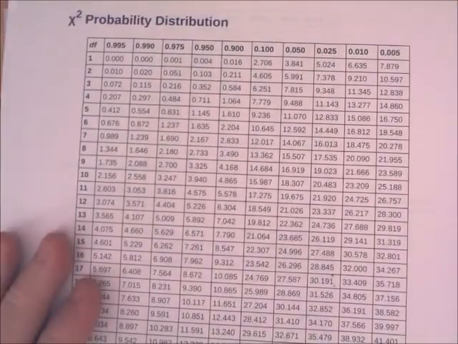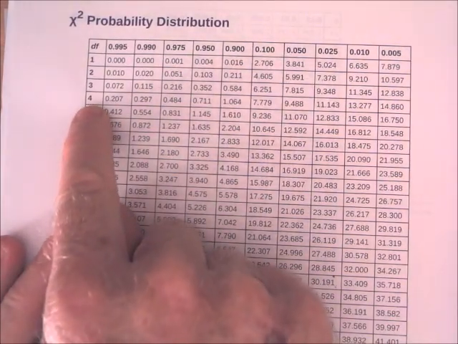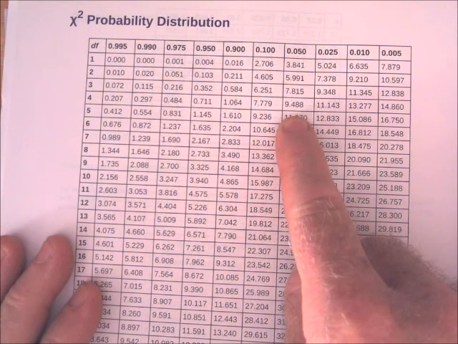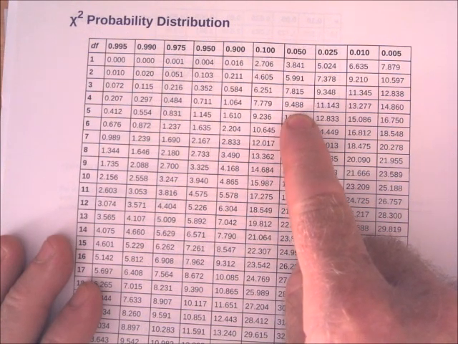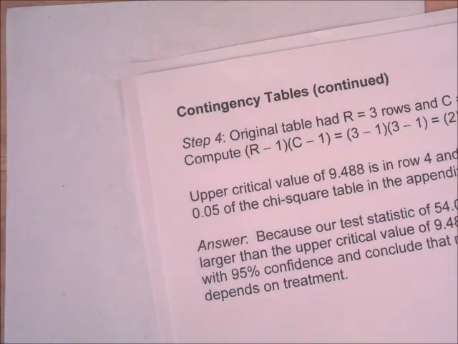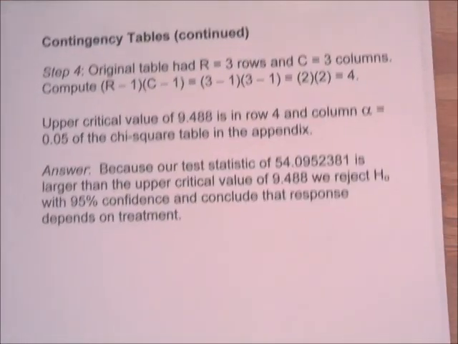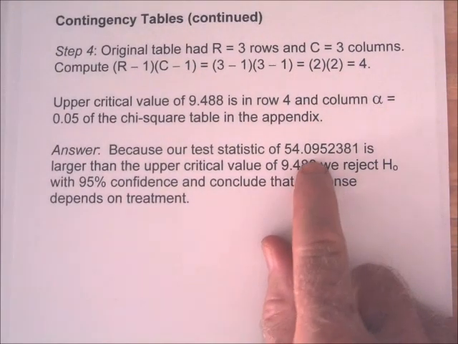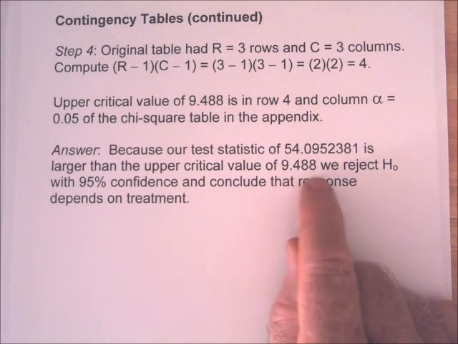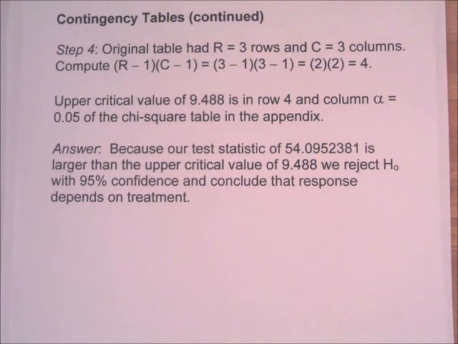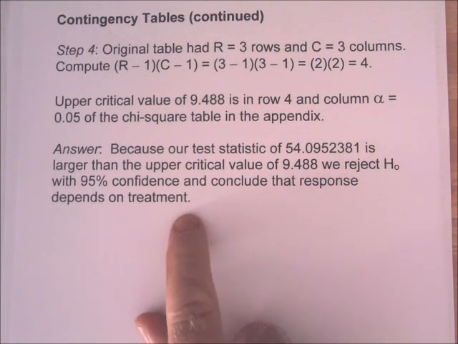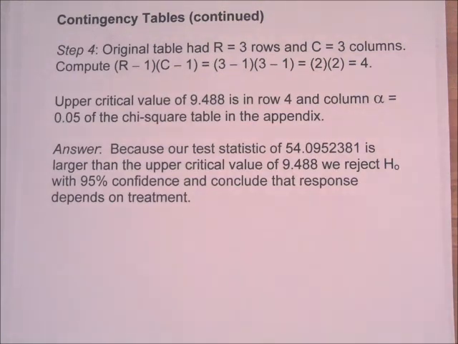Yes, that's our chi-square value. It might be a little hard to read: row 4, go across to column 0.05, and it's 9.488. So our test statistic is 54 point something. It's bigger than the upper critical value that we got from the table, 9 point something. That means we reject H0 with 95% confidence and conclude that the response depends on treatment. And that concludes this presentation.